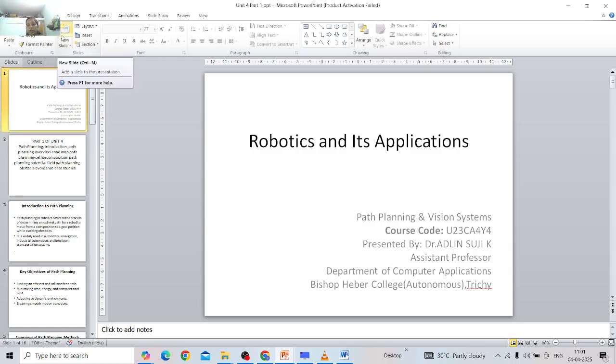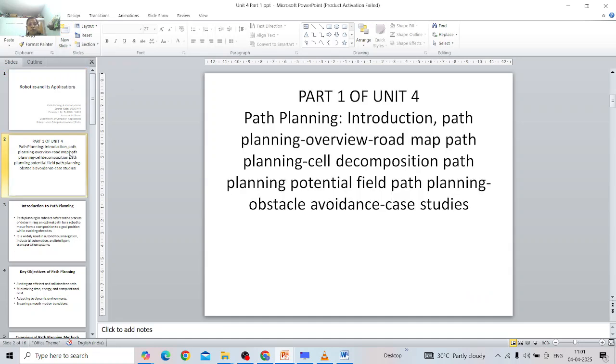I am Dr. Adeline Suji K, working as an assistant professor in the Department of Computer Applications, Bishop Weber College, Trichy. In this session, we are going to see about path planning and vision systems, which comes under the subject robotics and its applications of Unit 4. In Unit 4, Part 1 covers the path planning and the case studies in path planning.